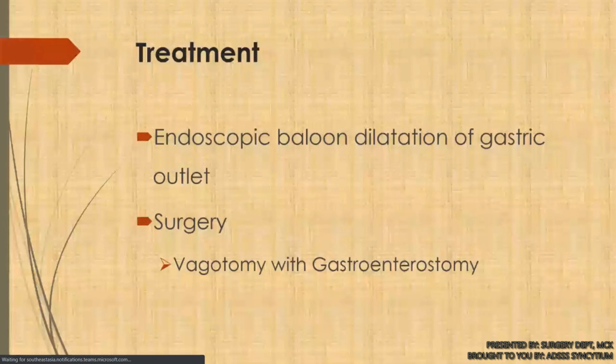Mostly the gastric outlet obstructions are treated by surgery. And the commonest surgery is vagotomy with gastroenterostomy. It may be gastrojejunostomy, loop or Roux-en-Y gastrojejunostomy.